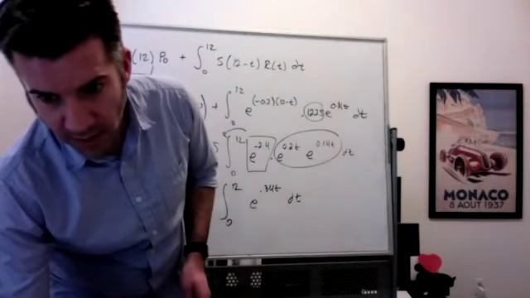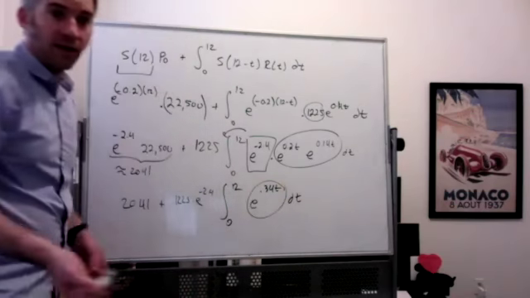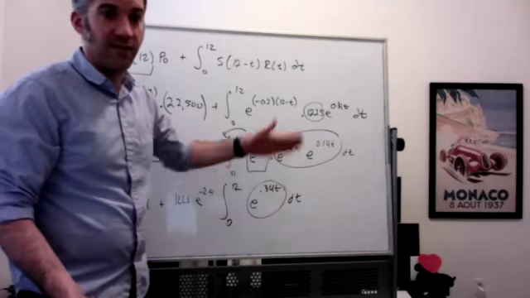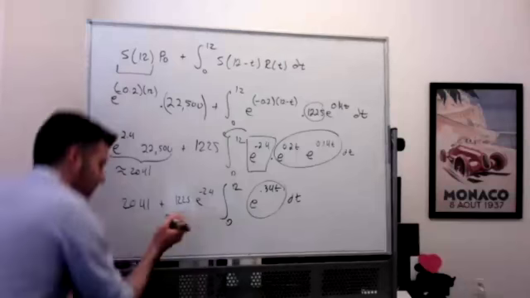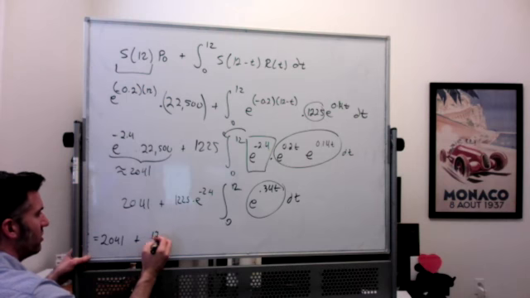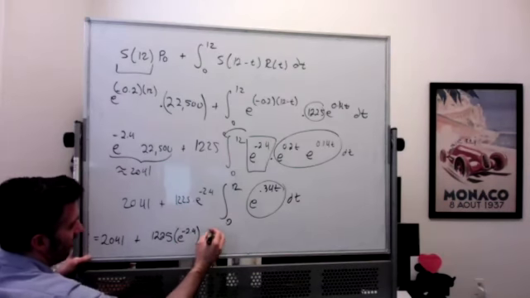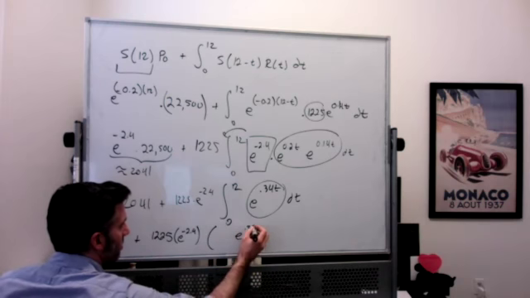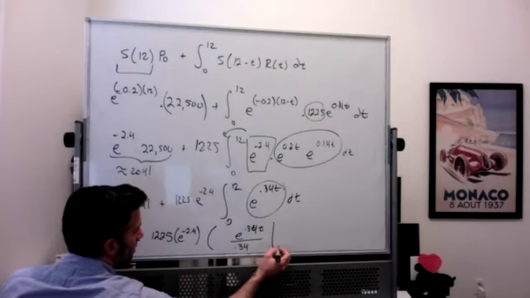So let's see what we've got here. So integrating this, right? We now integrate e to the something times t. The integral of this is going to be e to the 0.34t divided by 0.34. Right? That's the not terrible for integration. So we're going to get that this is 2041 plus 1,225 times e to the negative 2.4. And then the integral of this is going to be e to the 0.34t divided by 0.34 from 0 to 12.